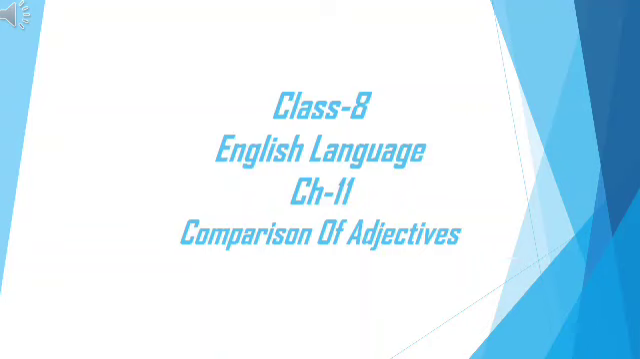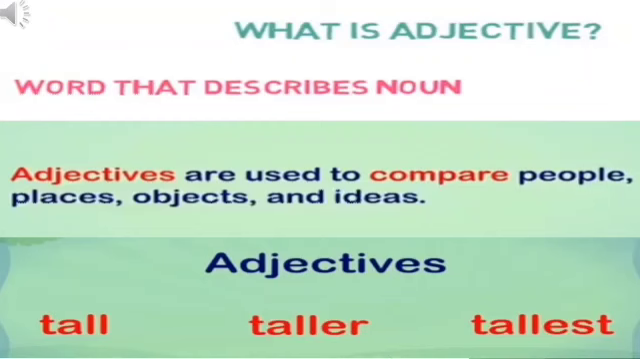Today we will do chapter number 11, Comparison of Adjectives. Class, before I tell you different methods of comparison, let's firstly revise what is an adjective. Students, you all know describing words are adjectives. Means to say, the word that describes a noun is called an adjective. And adjectives are used to compare people, places, objects and ideas.